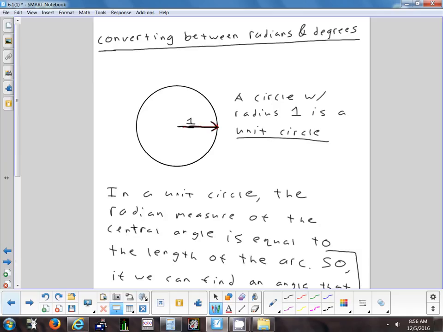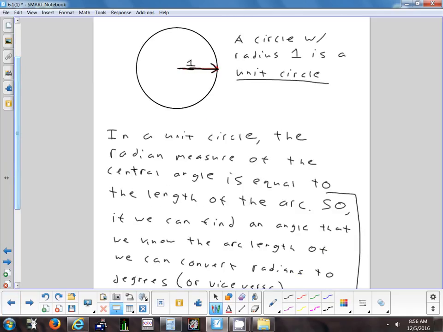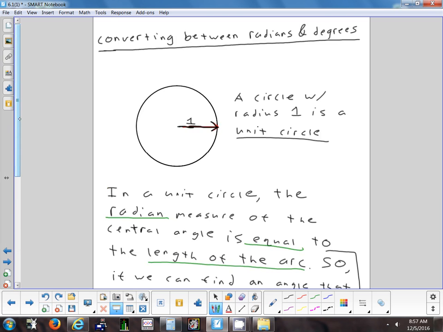Now, why is that important? Because if we can figure out the length of the arc that takes up the entire circle, that number you come up with is exactly equal to the angle in radians. So if we can figure out what the circumference of the circle is, that number is the same number in radians of the angle that goes all the way around the circle. All right, so let's see if we can figure out the circumference of a unit circle.